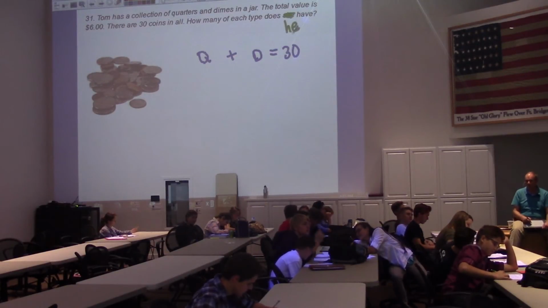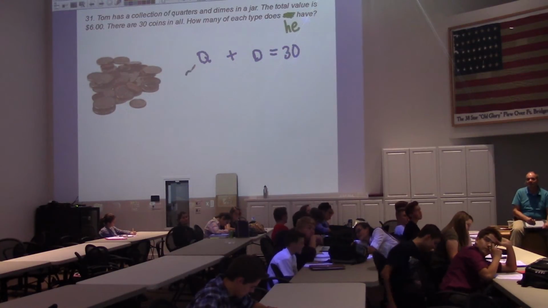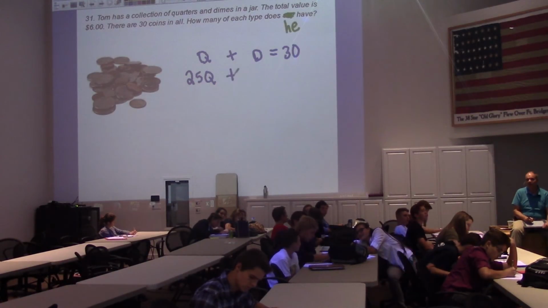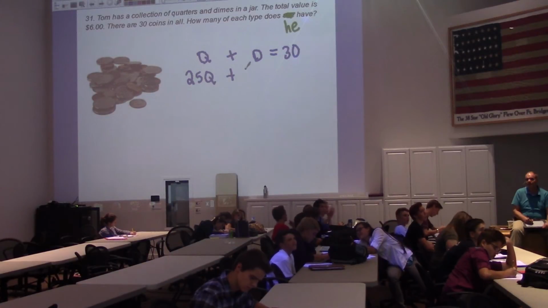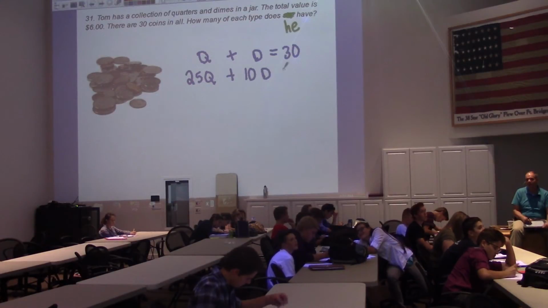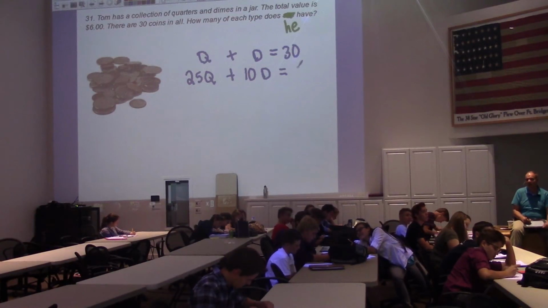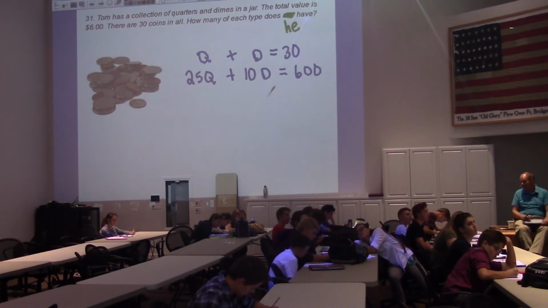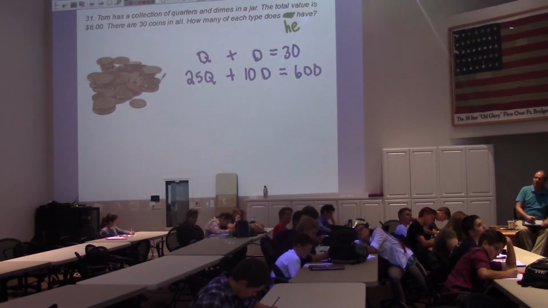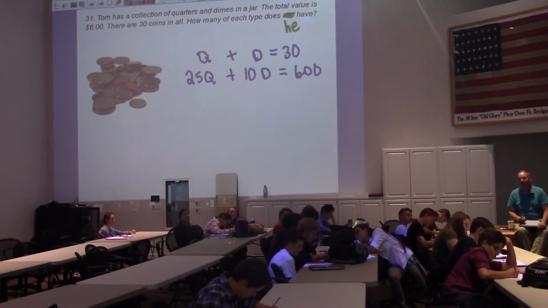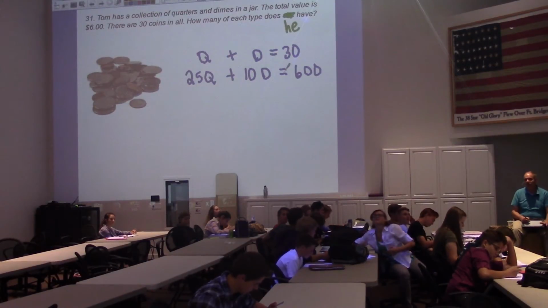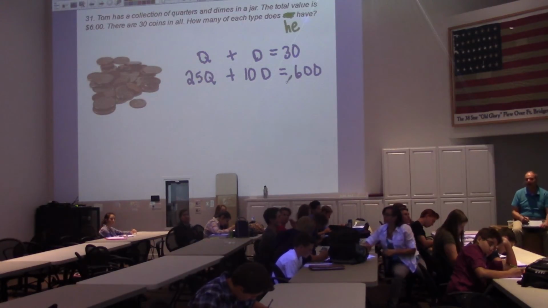The next equation tells me their monetary values. So how much is a quarter worth? 25 cents. So 25Q plus, what's a dime worth? 10 cents. Okay, no decimals, just go 10D. Let's go decimal free, okay? Equals 600. So instead of going 0.25 and 0.10 and 6.00, just write everything in terms of pennies and it makes it easier. Just go 25Q, 10D, and 600. So lose the decimals. It just saves time.